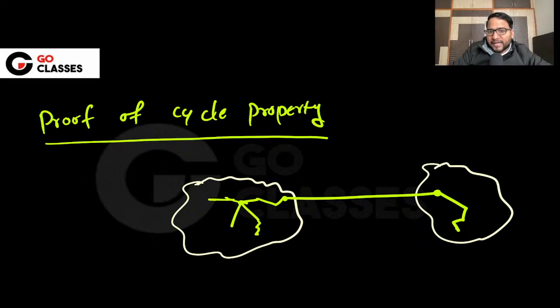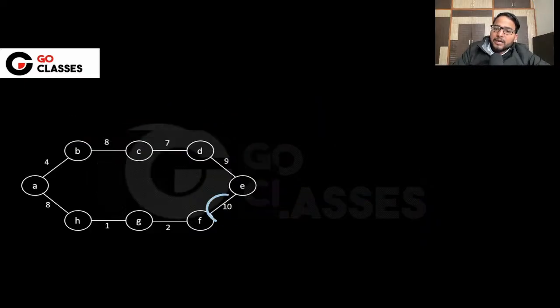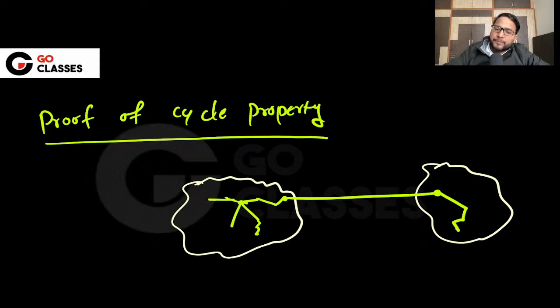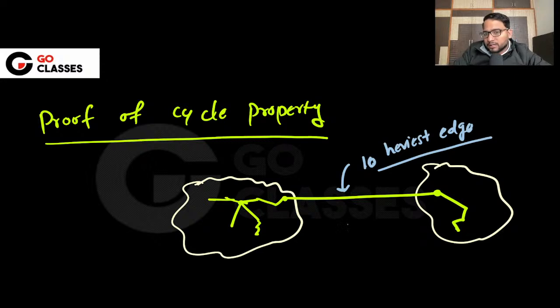Now let's suppose there's a cycle, and we have chosen some other edge, basically instead of neglecting this heaviest edge, we have taken this heaviest edge. Let's suppose we have taken this. Okay, this is the heaviest edge which is having the weight 10. Suppose we have taken this heaviest edge. So which means what? That there is some other edge which is connecting. Since this is a cycle, there is some other edge which is connecting these two components.